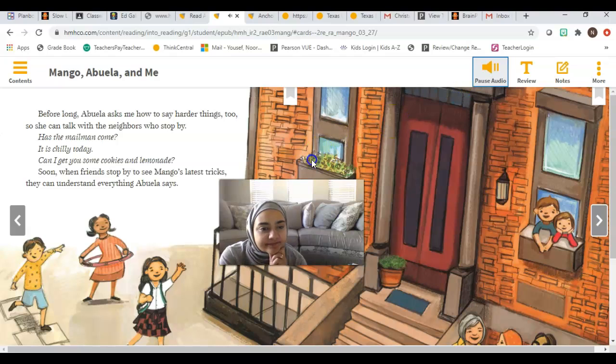Before long, Abuela asks me how to say harder things too, so she can talk with the neighbors who stop by. Has the mailman come? It is chilly today. Can I get you some cookies and lemonade? Soon, when friends stop by to see Mango's latest tricks, they can understand everything Abuela says.